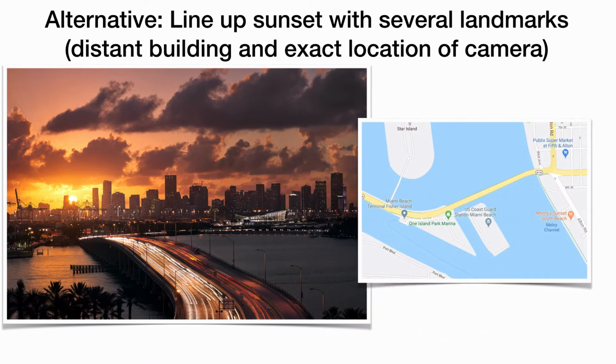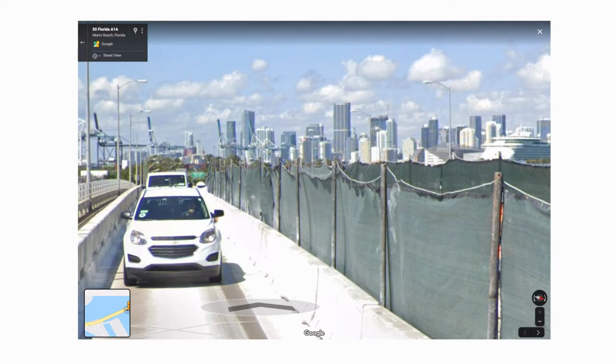And so what we need to do is figure out the exact location of that sunset. So what did I say? Line up the sunset with a landmark. Well, if you take a look at the sun, it is behind that building right there. So I'm using Google Street View. I'm now on the MacArthur Causeway, and I really need to find the identity of that building that is directly behind the sun.